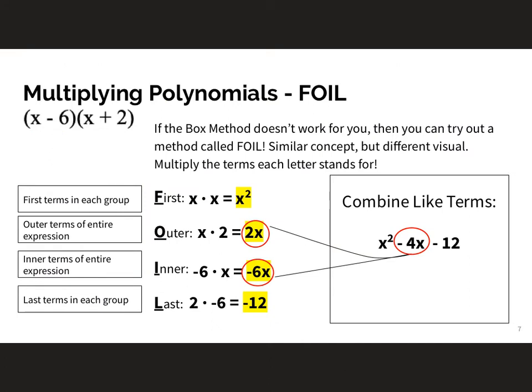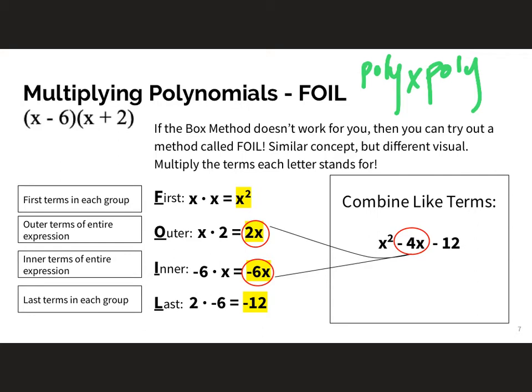Now, I know a lot of people might not like the box method. They might think that it's kind of complicated. And so I have an alternative method for you. The next method that we're going to be covering is going to be dealing with the same type of expression, a polynomial times a polynomial, so a poly times a poly. But it's just a different kind of method. You're essentially doing the same thing. It just looks a little bit different.